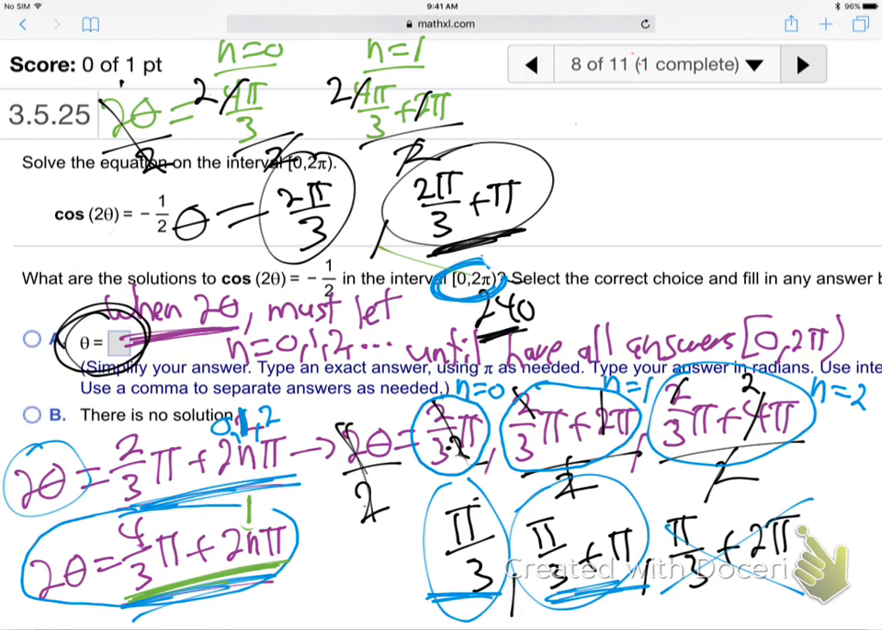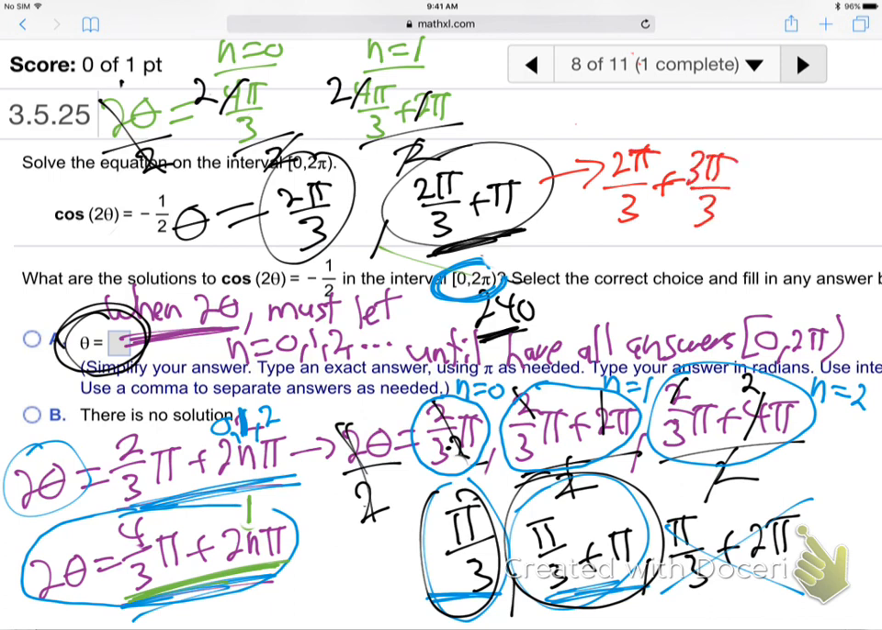Let me finish that for you. So far so good. We have these 4 answers. And this problem just keeps going and going. So finally, this guy is 2 pi over 3 plus, I got to combine those together.